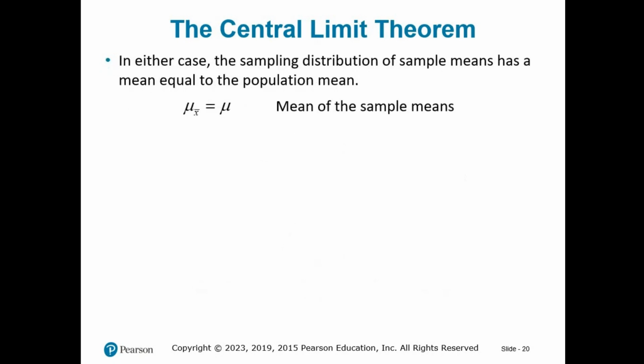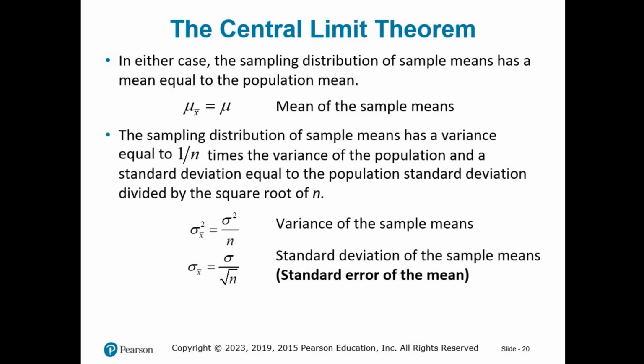So in either case, the sampling distribution of sample means has a mean that's equal to the population mean, and it has a variance equal to 1/n times the variance of the population. Thus, the standard deviation is equal to the population standard deviation divided by the square root of n. This value is called the standard error of the mean.